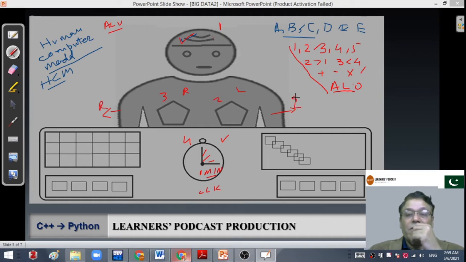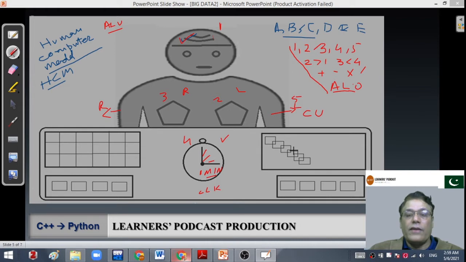This is device number 5. You can say he has got his control unit kind of a thing, in which he is able to press this button. He is able to put something in these pockets. He is able to think.